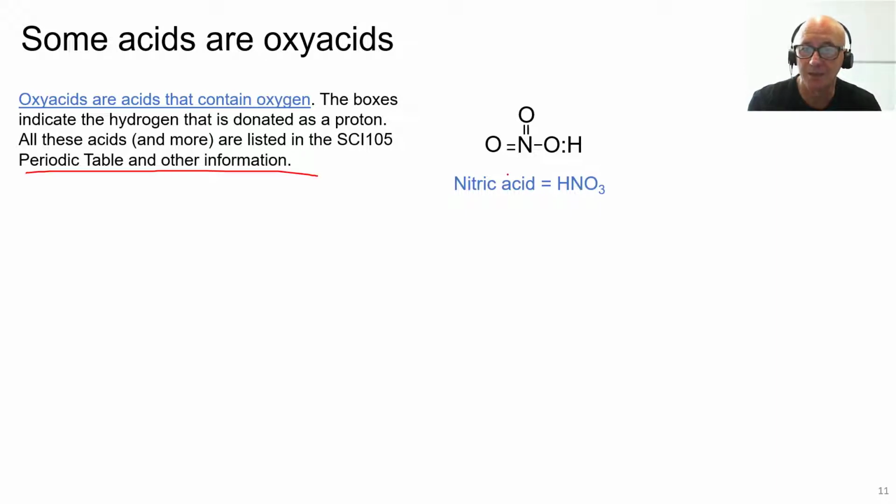Okay, so let's have a look at an example. This one here is nitric acid, HNO3. Now, before we get into this, notice we've got non-metal, non-metal, non-metal. It is a molecule. It's joined together by covalent bonds. There it is there.